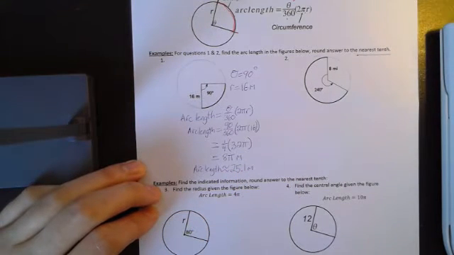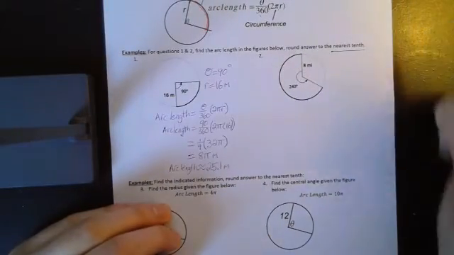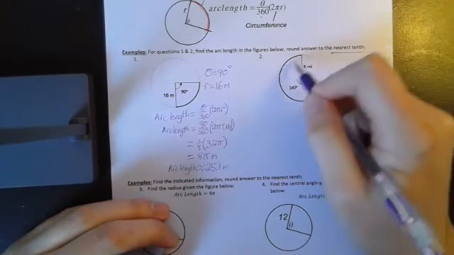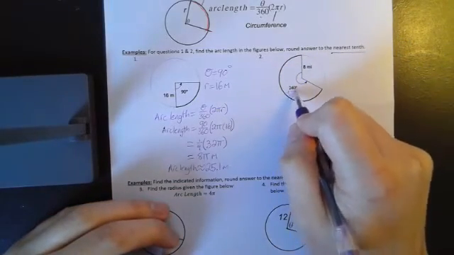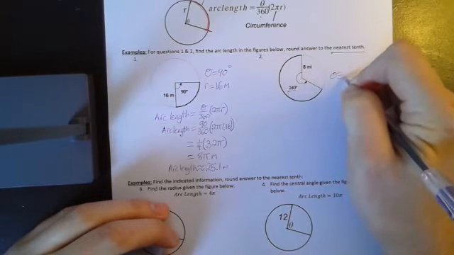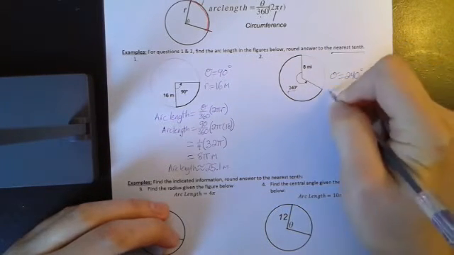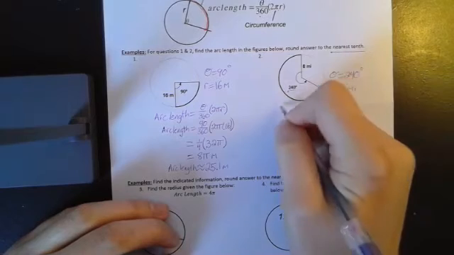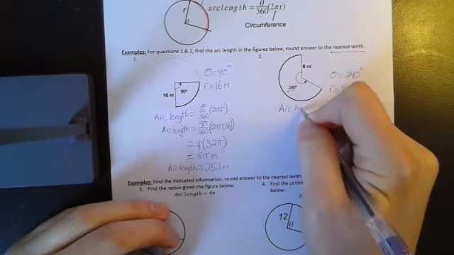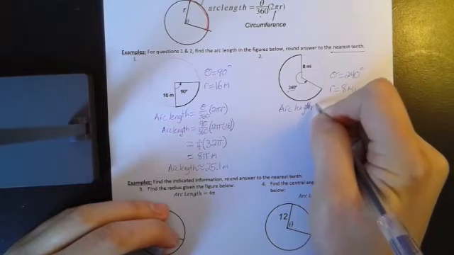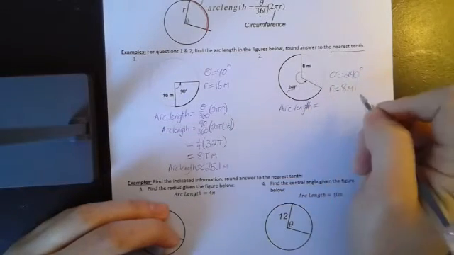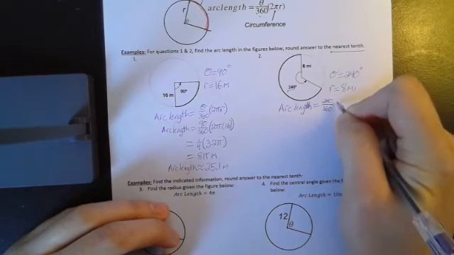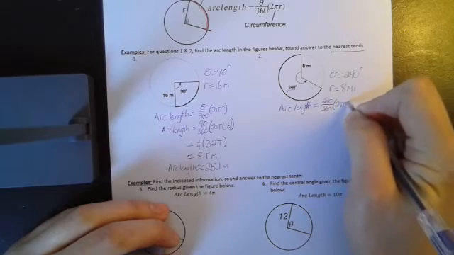Okay, moving on to number 2. So number 2, just like number 1, we want to identify our central angle as well as our radius. Now in this case, we're looking at a major arc, meaning that it's greater than 180 degrees. So our central angle is actually 240 degrees. And our radius is 8 miles. Okay, so let's plug that into our arc length formula. Again, I'm going to find the exact arc length first. So I'm going to set this up as 240 over 360 times 2 pi times my radius, which is 8.